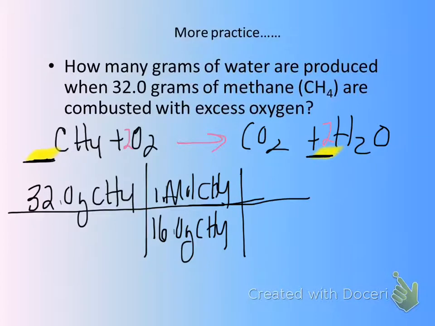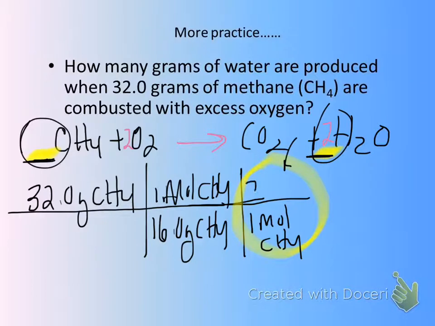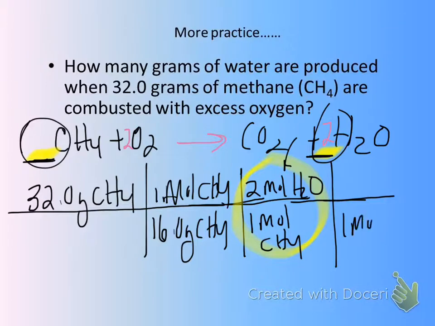Okay, so now this is the part where we take those coefficients and we plug it in here. So for every 1 mole, from here, 1 mole of methane, we'll get 2 moles of water. Now we're going to get out of moles of water into grams. And I know if I have 1 mole of water, it has a molar mass of 18 grams. That's hydrogen plus the oxygen.